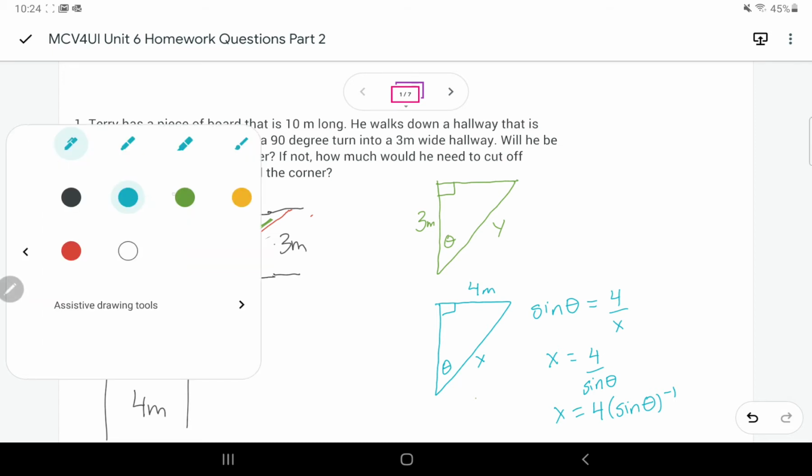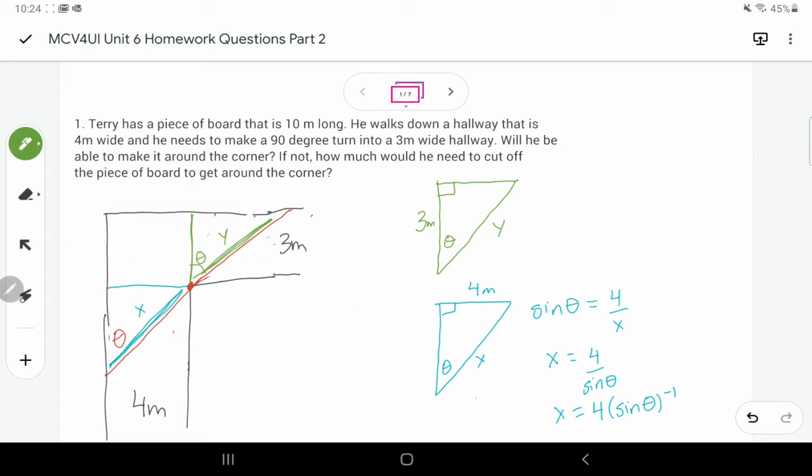And then I'm going to do the same for the Y, but here I have 3 as the adjacent and Y is the hypotenuse. So I'm going to have cos theta is 3 over Y. So Y is 3 over cos theta. And Y I'm going to write as 3 times cos theta to the -1. So that's what I'm left with.